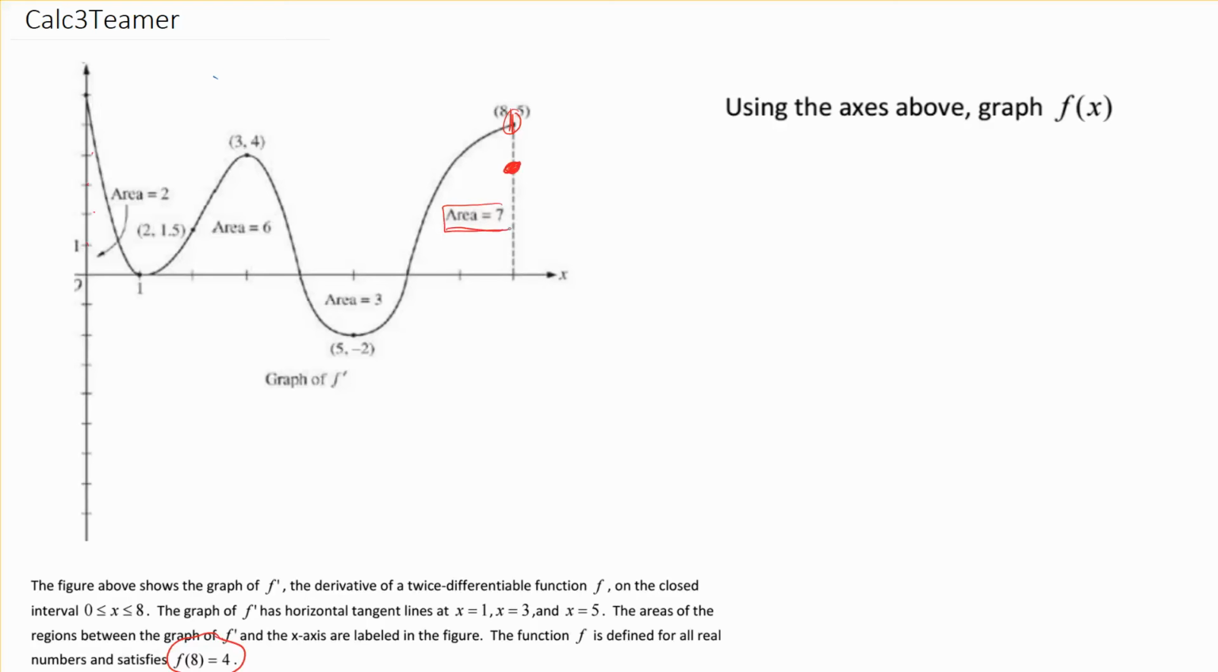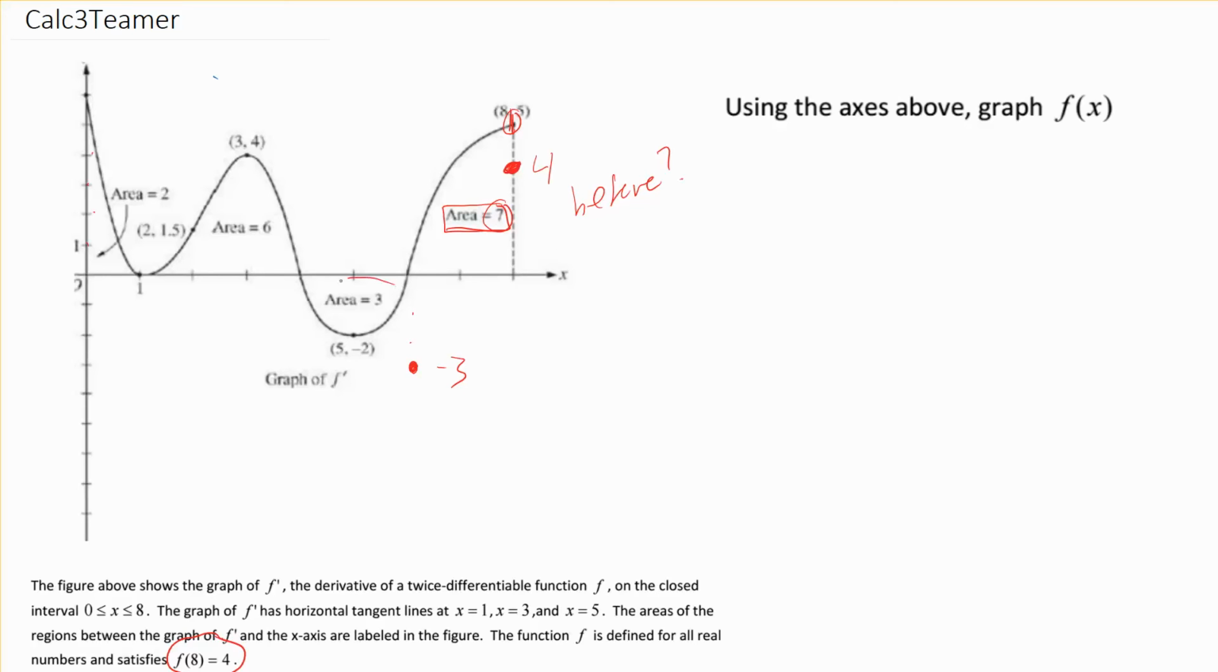So I think once I say this word, we're going to kind of understand. If this area is 7, the function has gained 7. Its displacement was 7. So if it got to 4, where was it before that in order to get to 4? It had to be at -3. Does that make sense? If I'm at -3 and I gain 7, I get to 4.